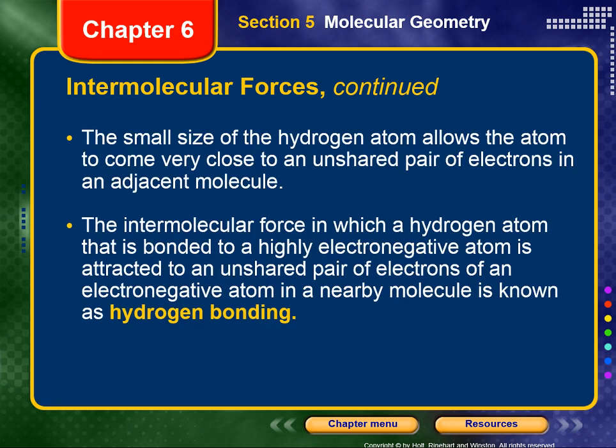Moreover, the small size of the hydrogen atom allows the atom to come very close to an unshared pair of electrons on an adjacent molecule. The intermolecular force in which a hydrogen atom bonded to a highly electronegative atom is attracted to an unshared pair of electrons of an electronegative atom in a nearby molecule is known as hydrogen bonding.